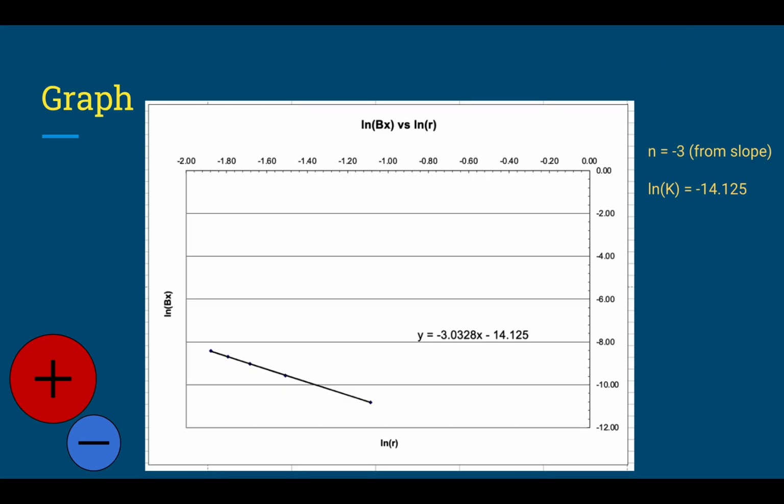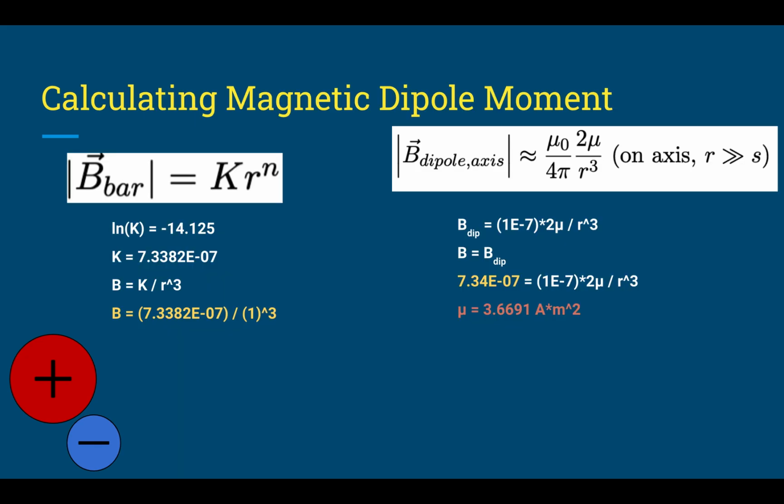Our n, which is just from the slope, is going to be -3. It's supposed to be an integer, so it's pretty close. And so we take -3 as our n value. And then our natural log of k, which is just the y-intercept, is -14.125. And what we're able to do with these values is calculate the magnetic dipole moment, which is going to be useful for our computational model.